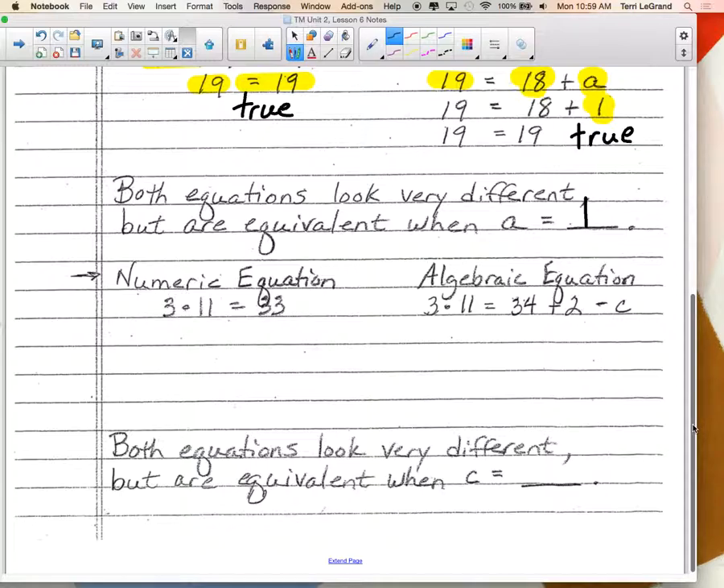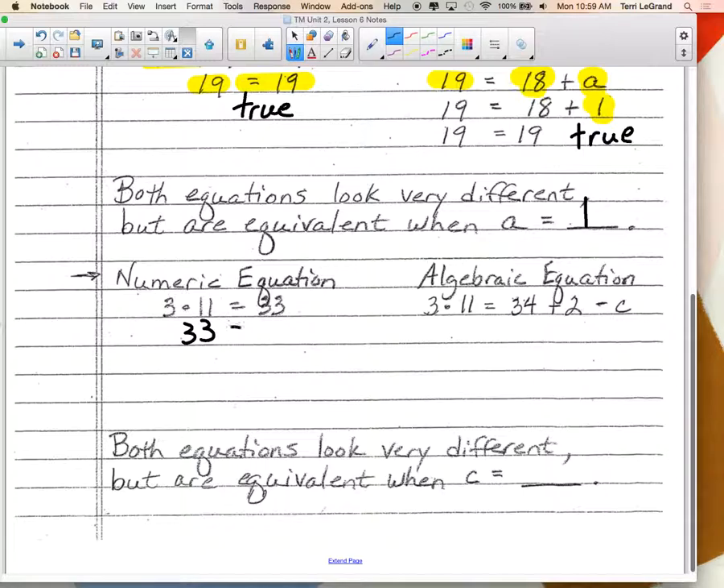So we have this numeric equation, 3 times 11 equals 33. What can we do with this to see if it's true or false? Take 33 divided by 11. Okay, well, couldn't we also just do the multiplication on the left side? What is 3 times 11?